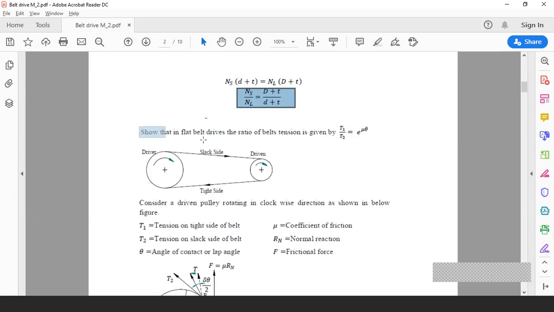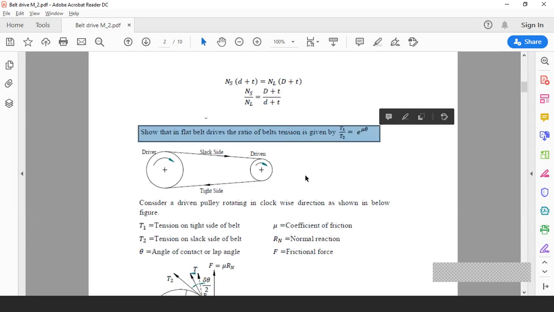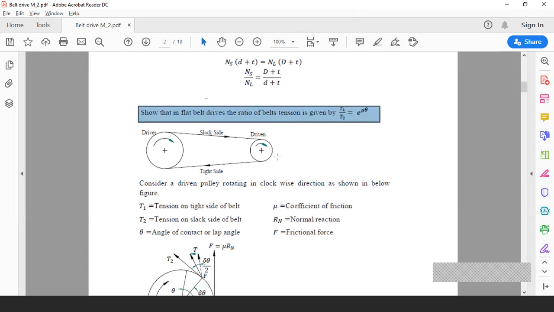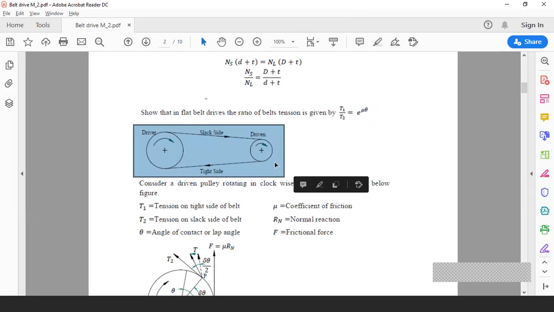So the next is we have to derive the equation for belt tension ratios, driving tension ratios. T1 by T2 is equal to e raised to mu theta. With respect to this, we have to consider an open belt drive itself. Here the larger pulley is to be treated as the driver and the smaller pulley is to be treated as the driven.